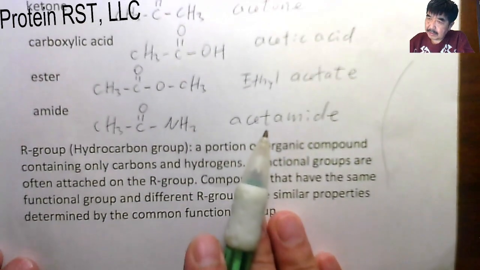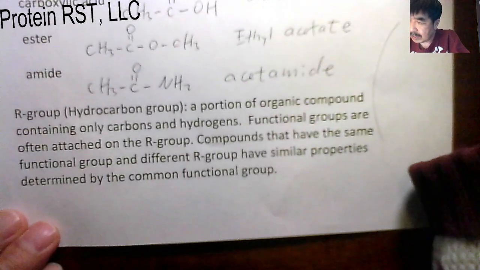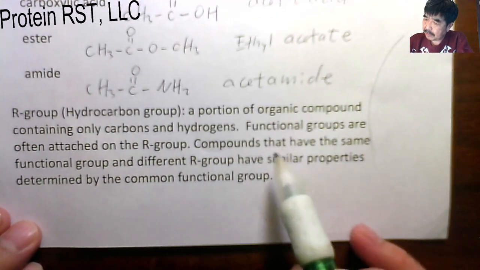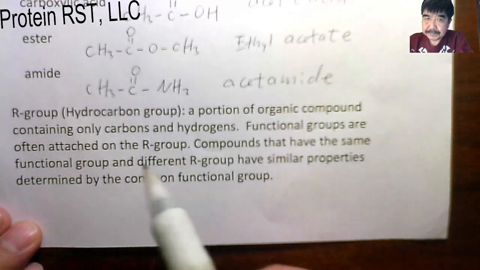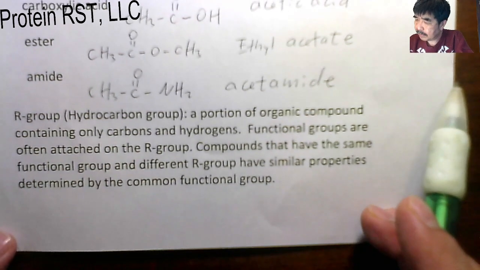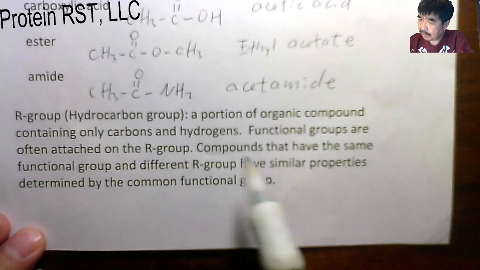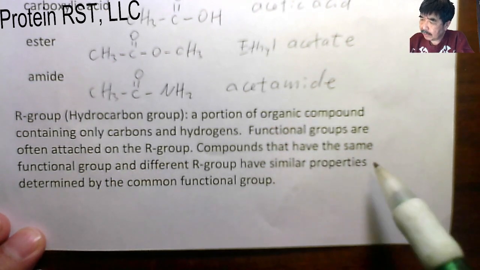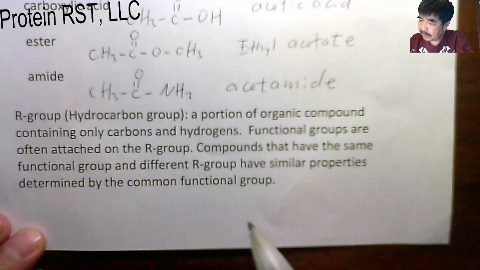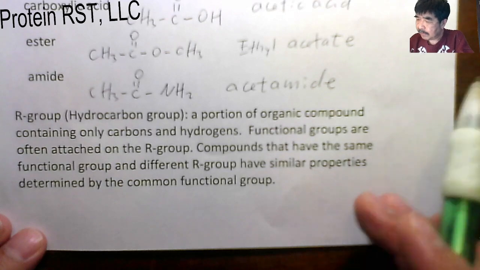The last functional group we call R groups. R groups are hydrocarbon groups, a portion of organic compounds containing only carbon and hydrogens. Functional groups are often attached to the R group. Compounds that have the same functional group and different R groups have similar properties determined by the common functional group.